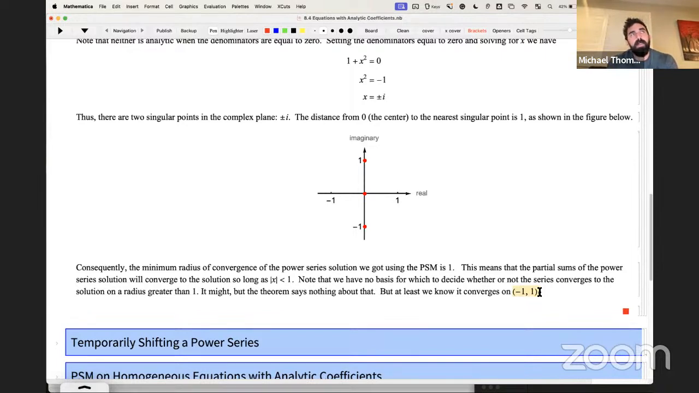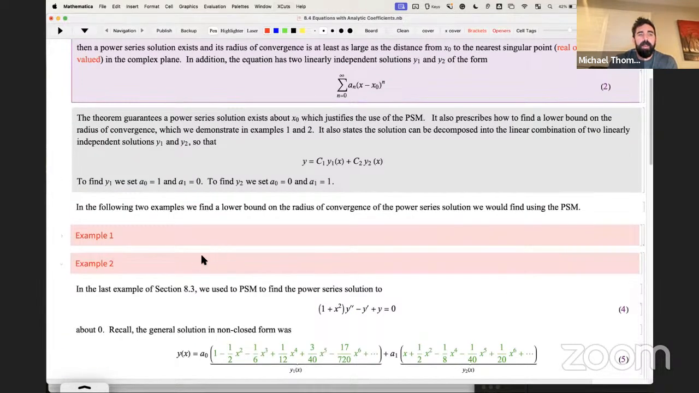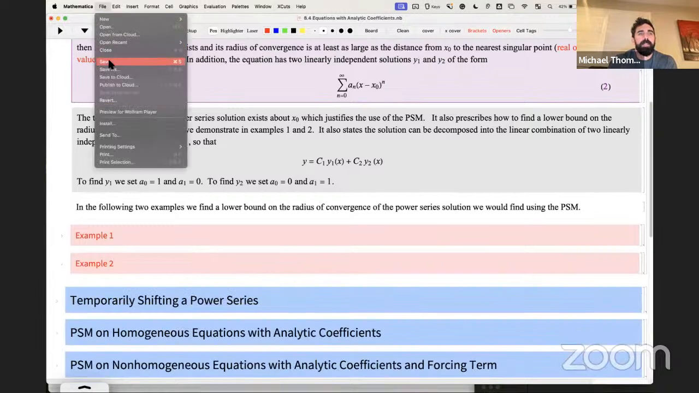Now, the actual interval of convergence may be larger than this, but there's no basis to make that decision based upon the theorem. We don't have anything else to use to zero in or to figure out exactly what the interval of convergence is. Without the closed form, we're kind of stuck. But we do have that theorem, so at least this is something. It's better than nothing. Okay, so that's the minimum radius of convergence.